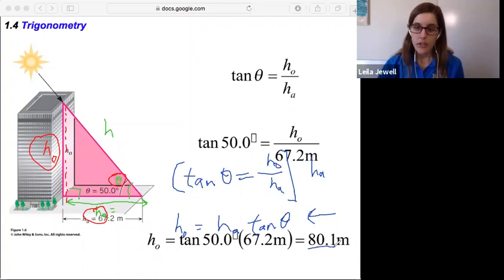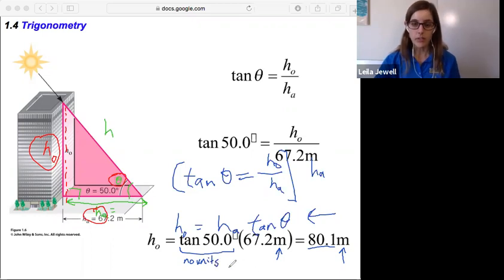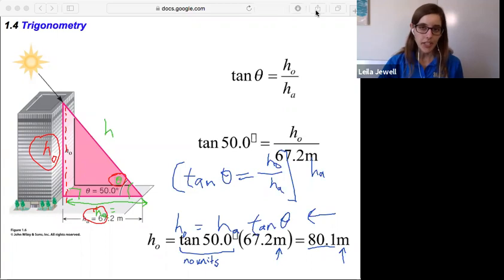80.1. And notice the units are going to come from that adjacent side, the 67.2 meters. That means we're left with meters. When we take tangent of an angle, that's no units. So we don't need to worry about that contributing any units here. All right, so that tells us the building is 80 meters tall, which is quite tall. And that illustrates how we can use the angle and a side length to get the other side of a triangle.